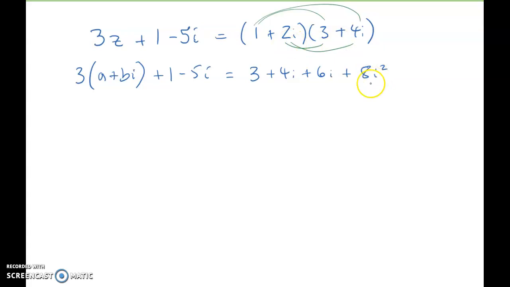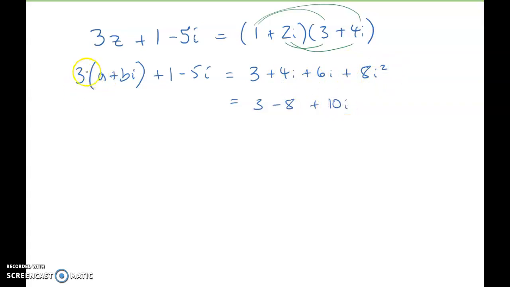So if you remember, i squared is minus 1. So this is going to become minus 8. So on the right hand side, I've got 3 and I've got minus 8. That there is minus 8. And these two i terms add together to make 10i.